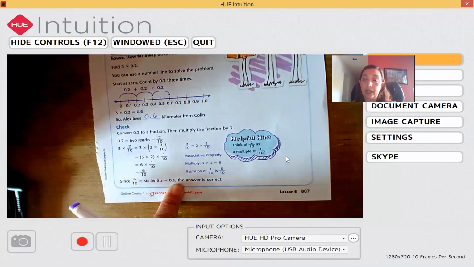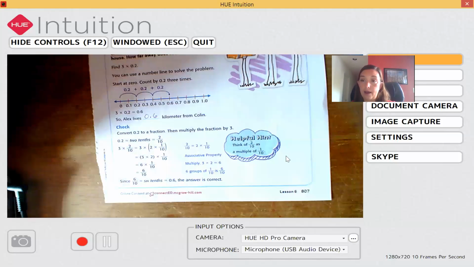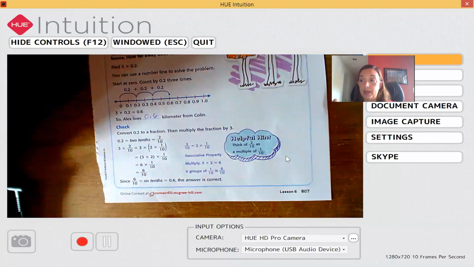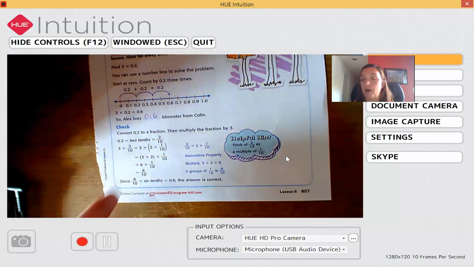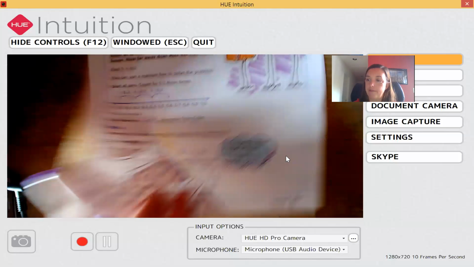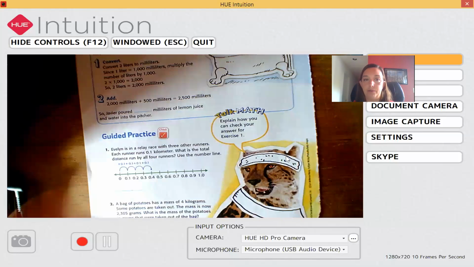So when you're multiplying by a decimal, you can either use the number line method or you can convert it to a fraction, since we already know how to multiply fractions. Let's go ahead and look at example 2.